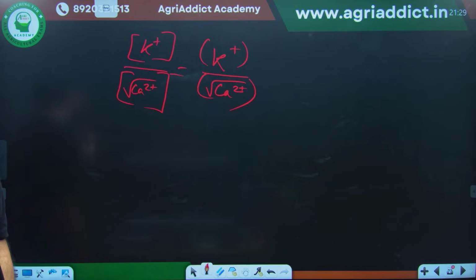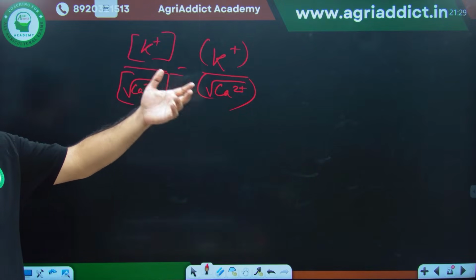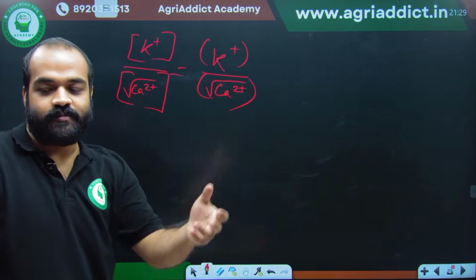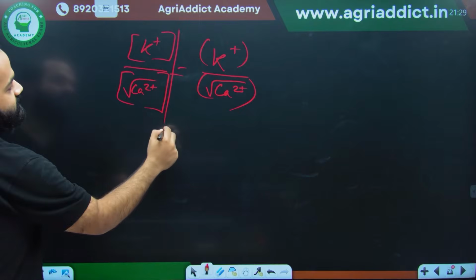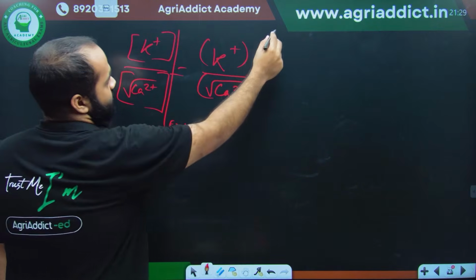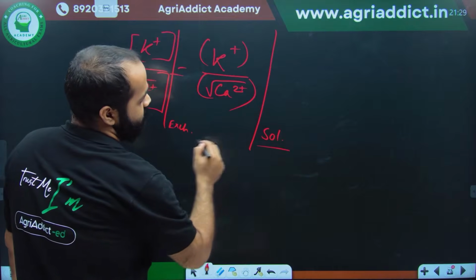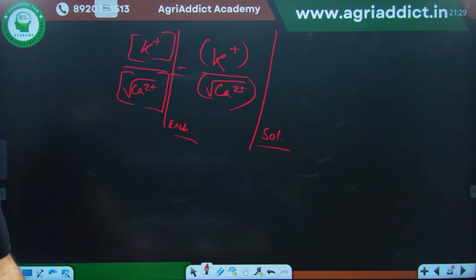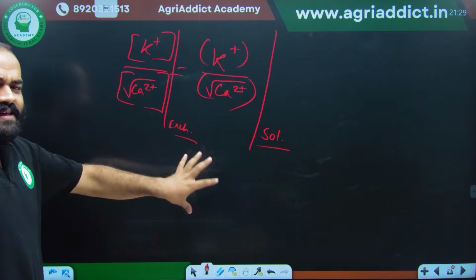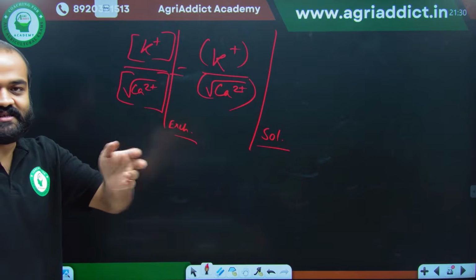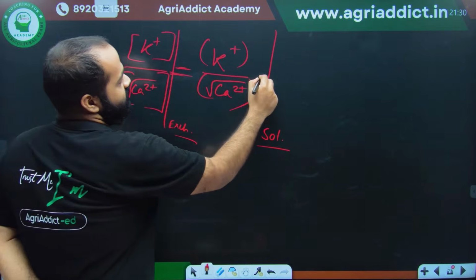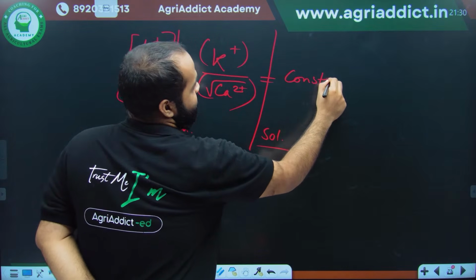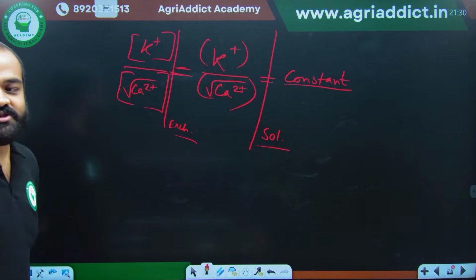The square bracket explains the activity in the exchangeable phase, and the first bracket explains the activity in the solution phase, right? So this is the exchangeable phase and this is the solution phase. All right, so this is Schofield's ratio law. Now what is its implication? What is the application of this in agriculture? The application is huge actually. It is telling that this ratio is equal to a constant. That is what Schofield's ratio law is telling.